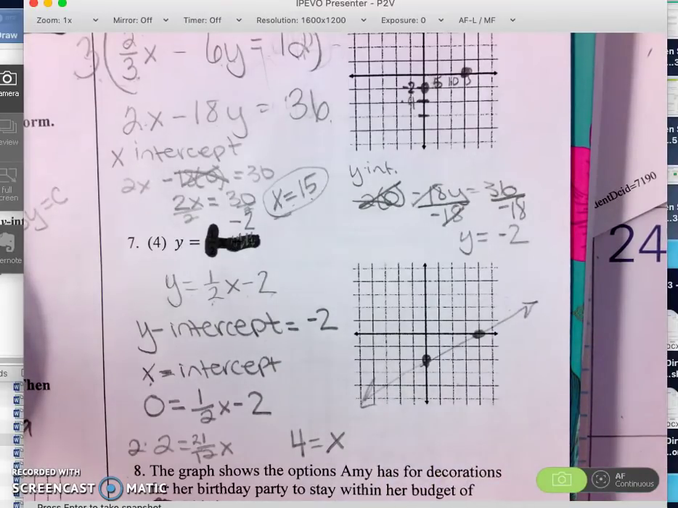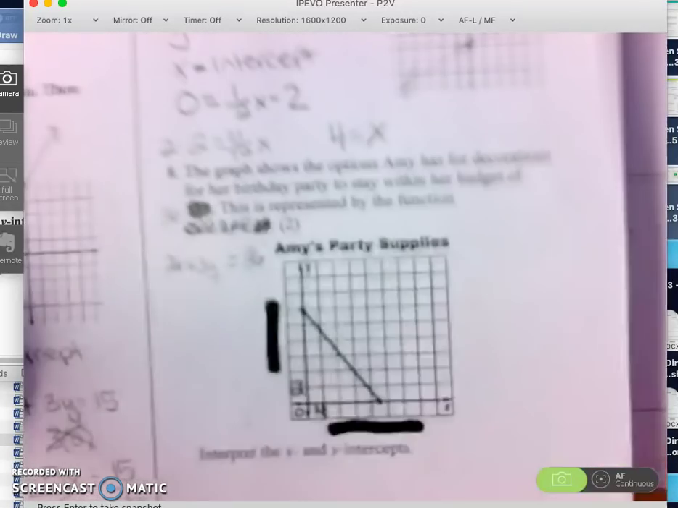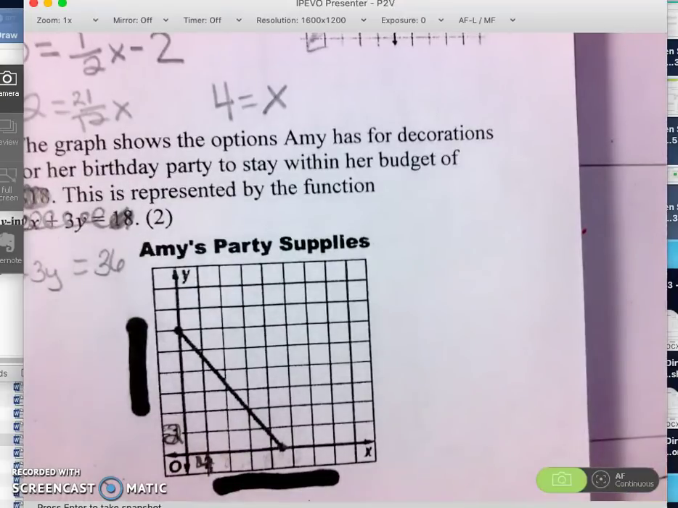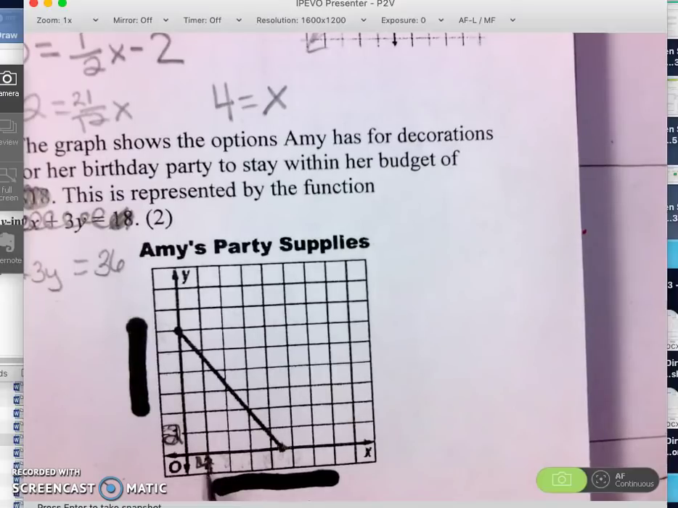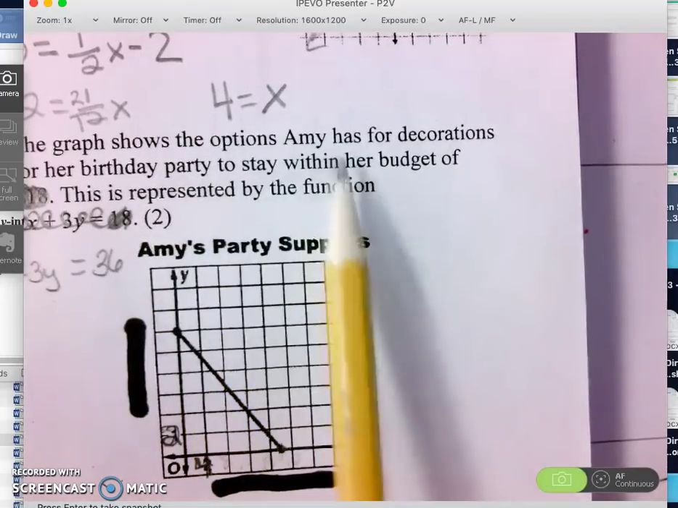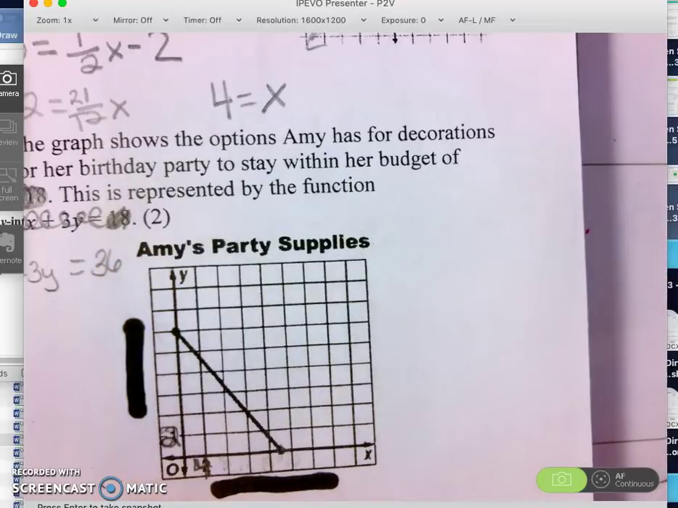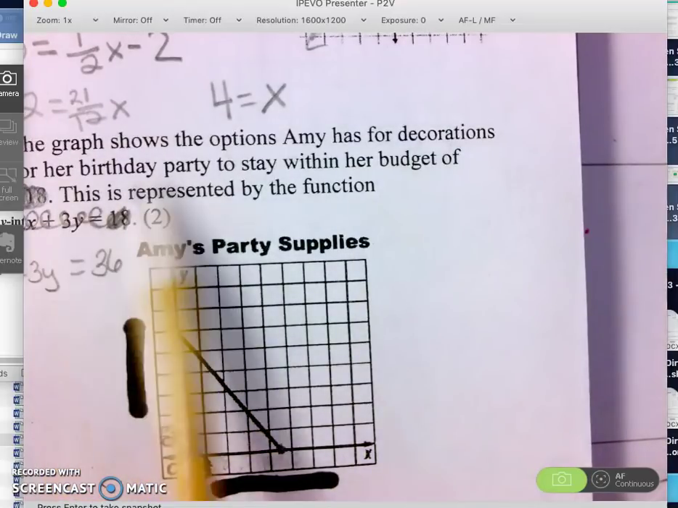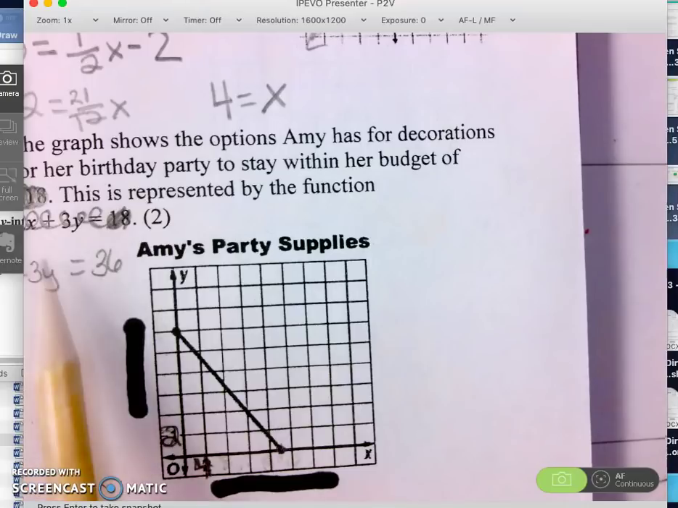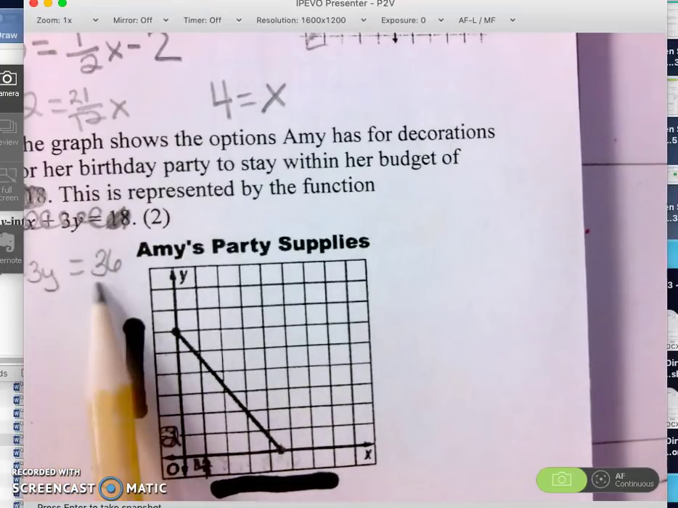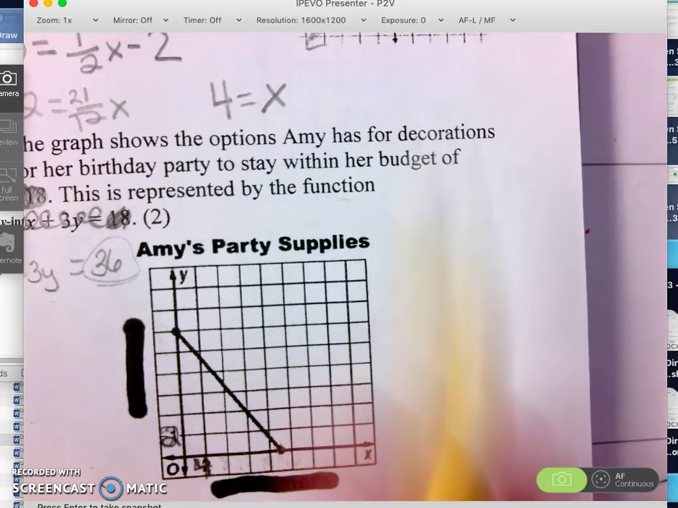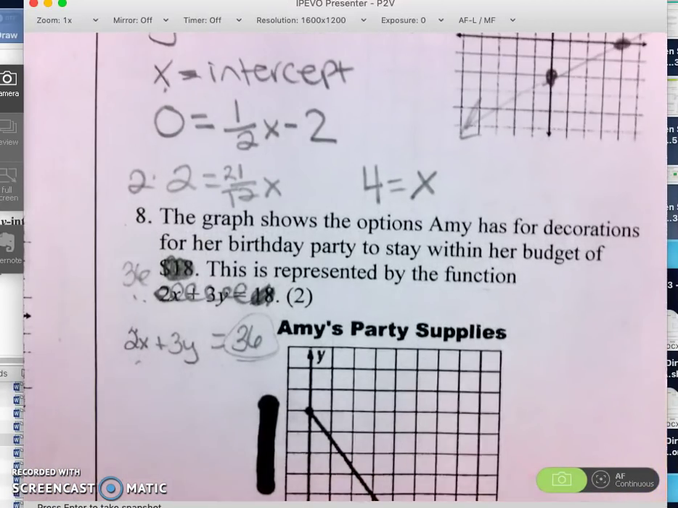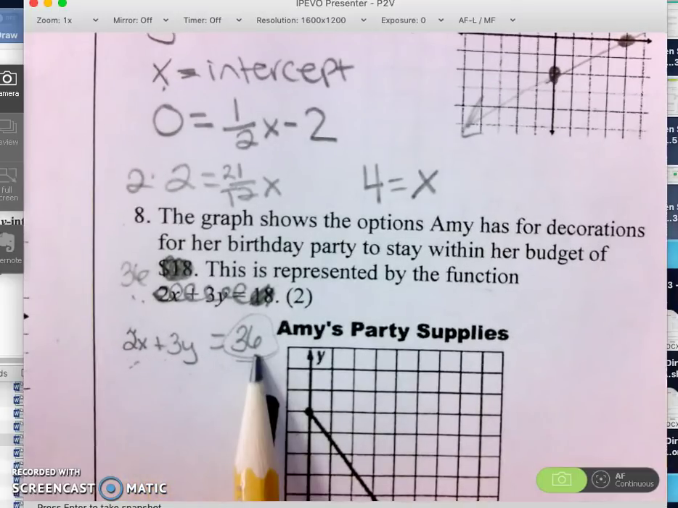All right. The last one is more of interpreting the x and the y. So if this right here is given, and it says the graph shows the option that Amy has for decorations for her birthday party to stay within her budget. $36 is how much she wants to spend. This is represented by the function 2x plus 3y equals 36.